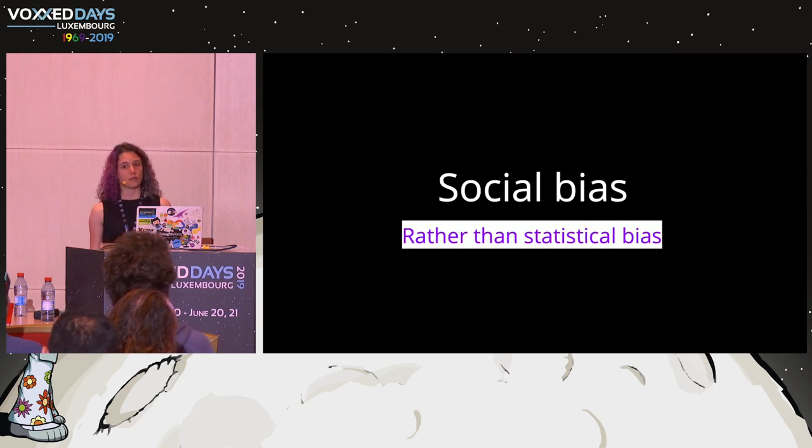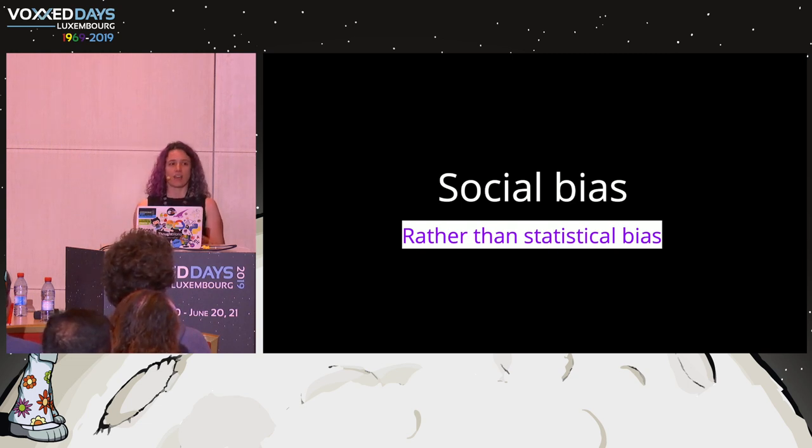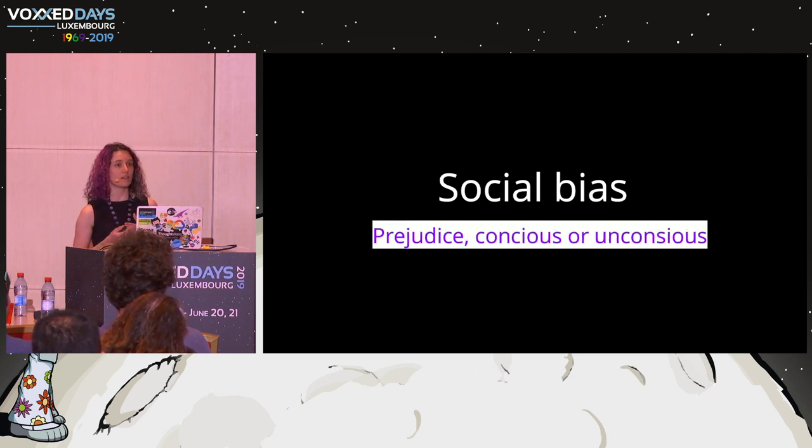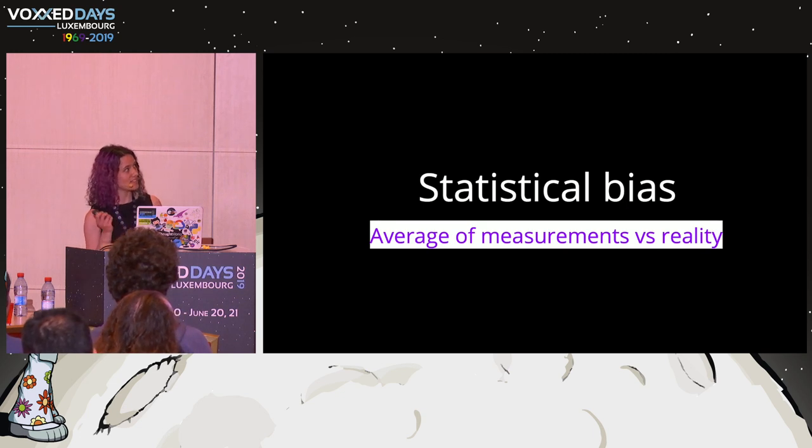What I want to clarify here, though, is that I'm talking about social bias specifically and not statistical bias. The reason I want to make this clarification is because when we read about statistics and machine learning and we practice these things, we do hear a lot about statistical bias. And so I want to just call up front that that isn't what I'm talking about. What I'm talking about is social bias, and by that I mean prejudice, whether that is a conscious or an unconscious prejudice. So this is some kind of negative thought process about a group based on a protected attribute like race or sex or age. And I'm not talking about this statistical bias.